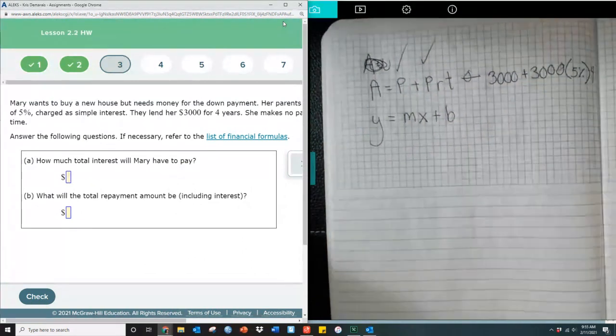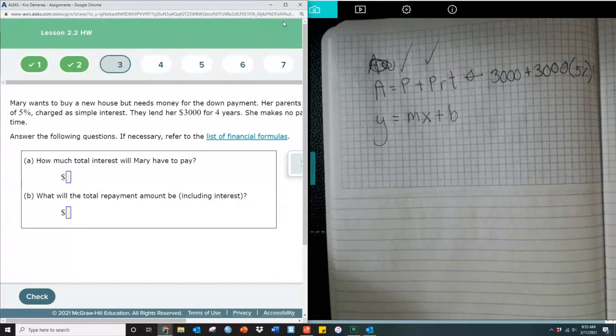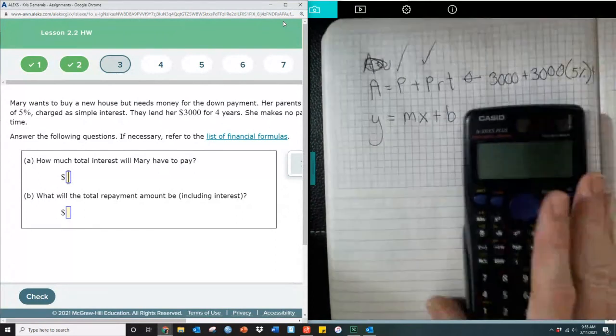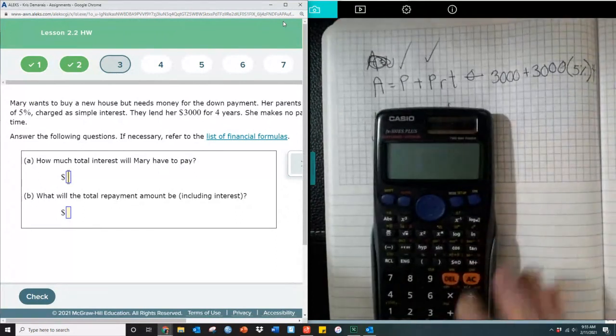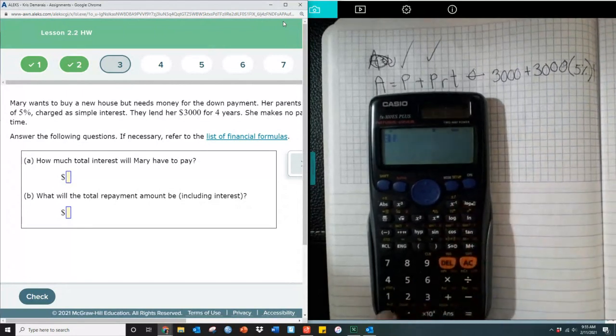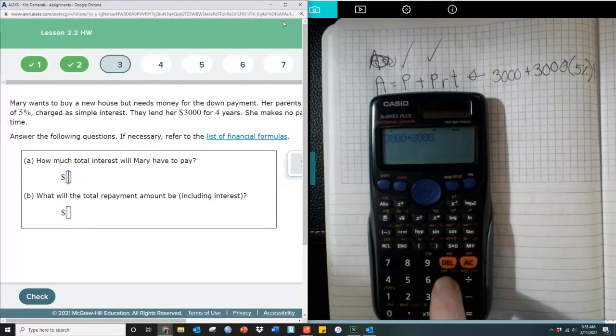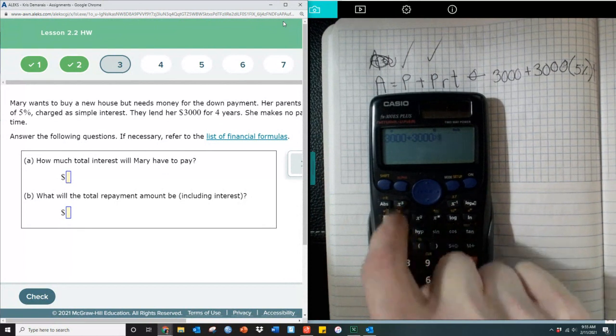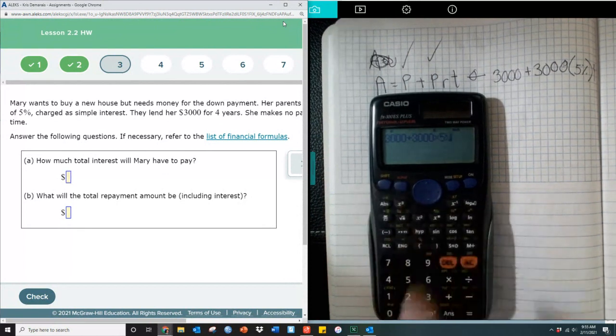Now, we're looking at using our calculators. Remember, grab your calculators for these kinds of things. Turn it on and do $3,000 plus $3,000 and then times 5%. So I need my percent key, times, and then it's 4 years. So we have now $3,600.